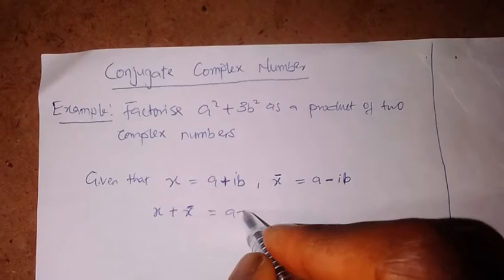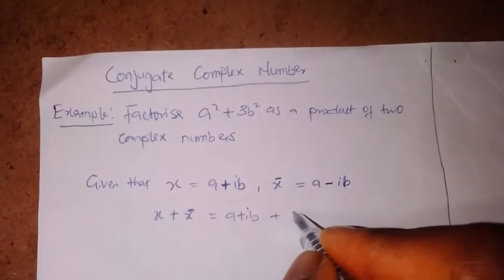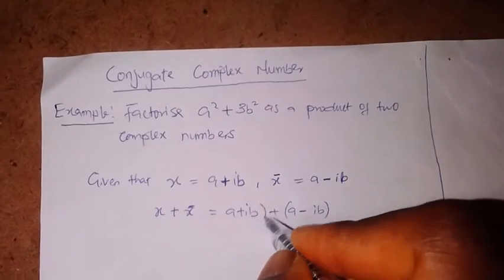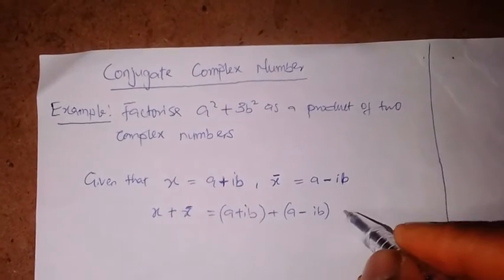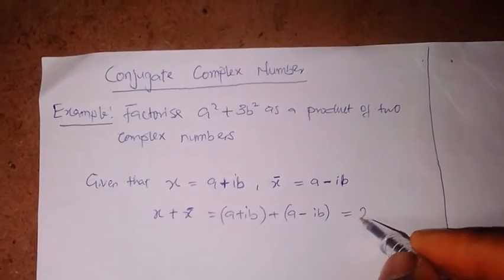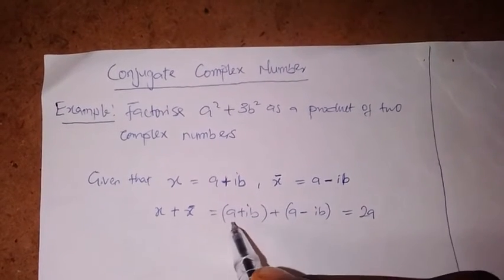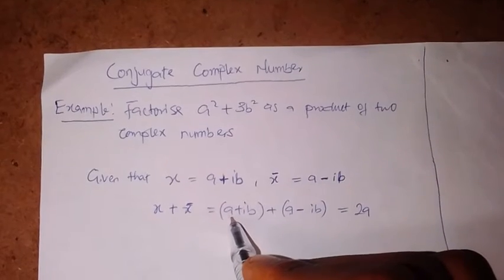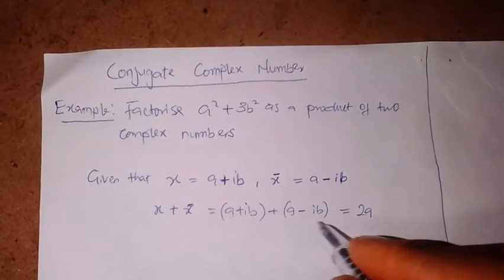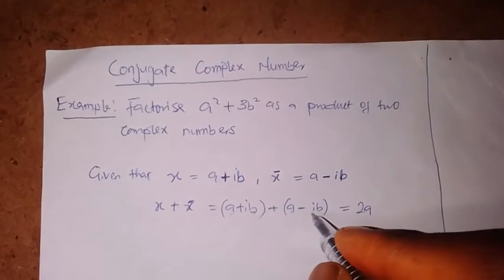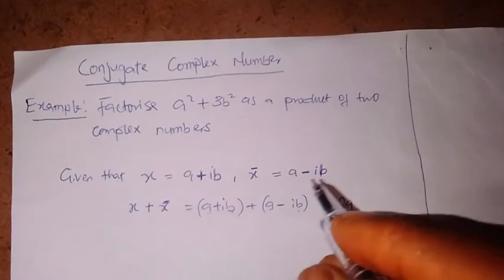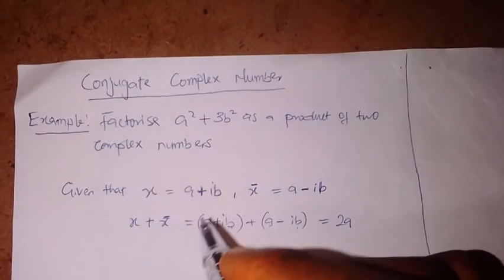Now, as we are given x plus x bar, what will be the solution? It becomes a plus ib plus a minus ib, which gives 2a. Expanding, I have a plus a, then ib plus minus ib. That's adding the real part to the real part and the imaginary part to the imaginary part. Now that's that.